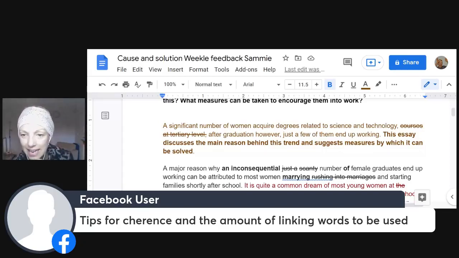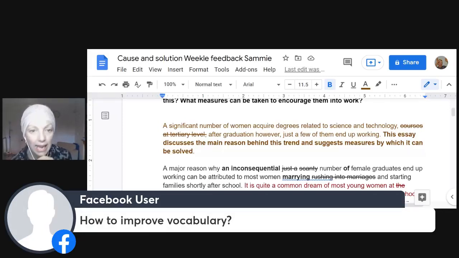Now, next tip, how to improve vocabulary. Such a great question. Read. You should be reading as many essays as you write, okay? You should not be focusing on learning fancy words. You should be focusing on using natural words. You should also be focusing on words that go together, collocations.